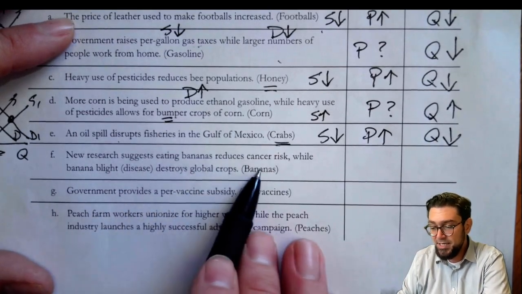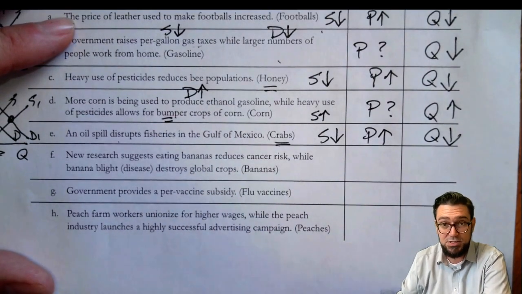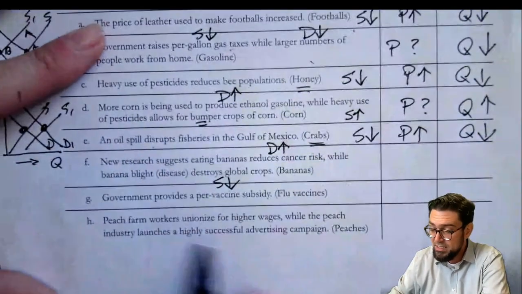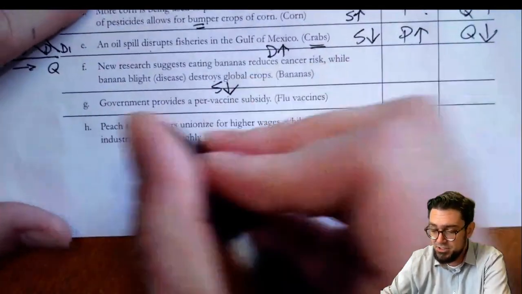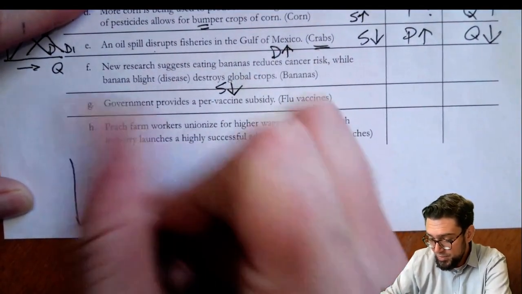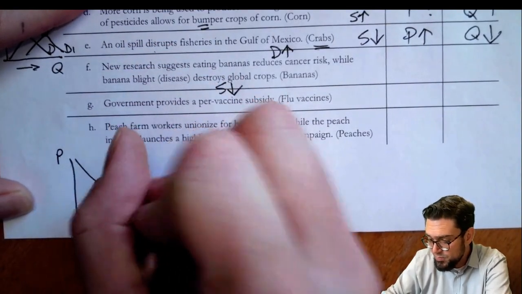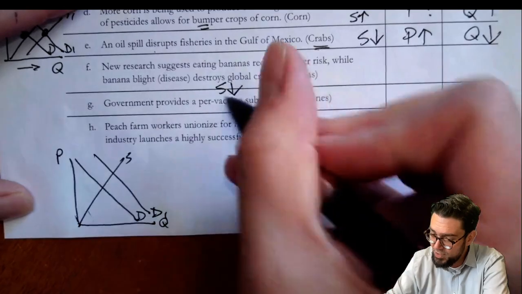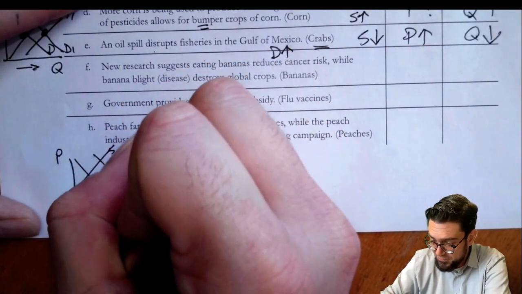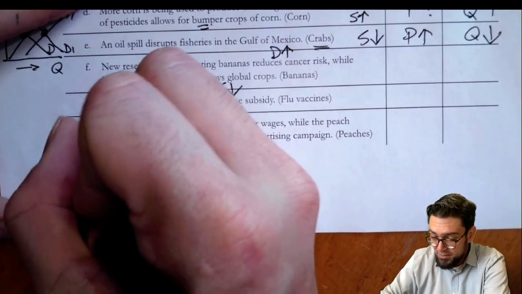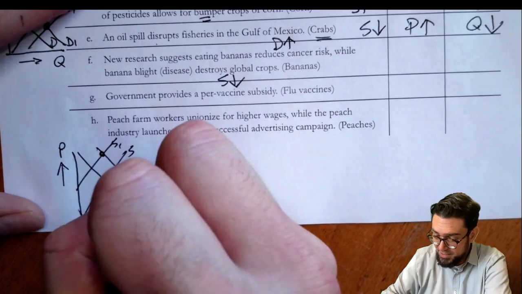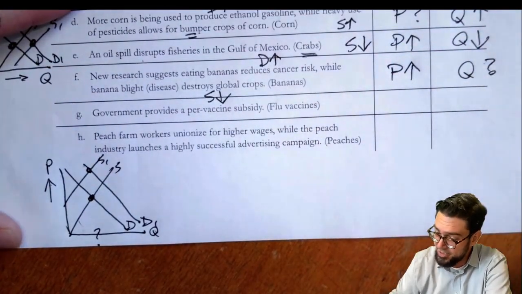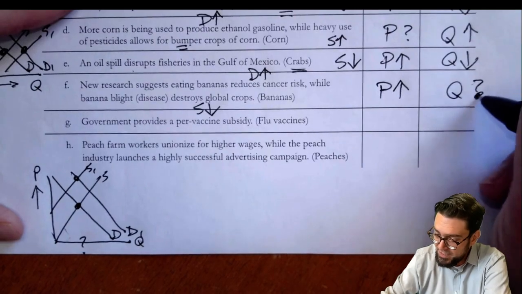New research suggests eating bananas reduces your cancer risk, while banana blight destroys global crops. So we've got demand increasing and we've got supply decreasing. So we have another double shift with that one. I'm going to sketch that one down here at the bottom. Demand is increasing, so that's D sub 1, but supply is decreasing, right? So we went from here to here. That's much higher prices, but an indeterminate quantity. So we're going to say price goes up and quantity, I don't know, because it's indeterminate, right? We don't have a good answer here.